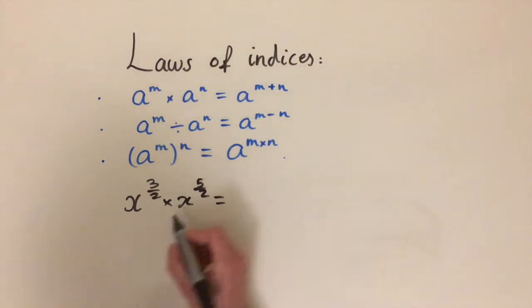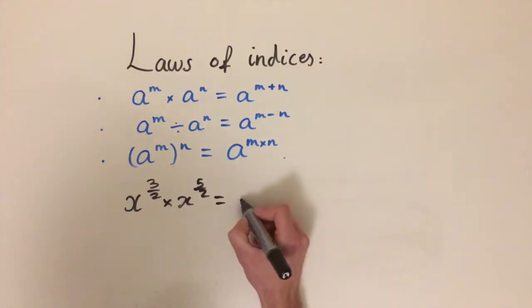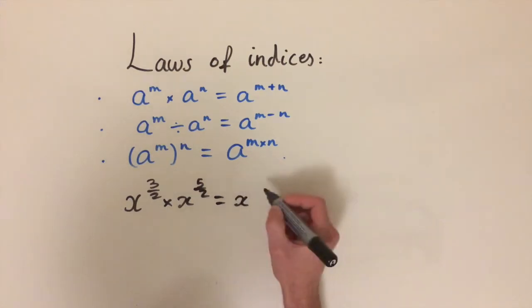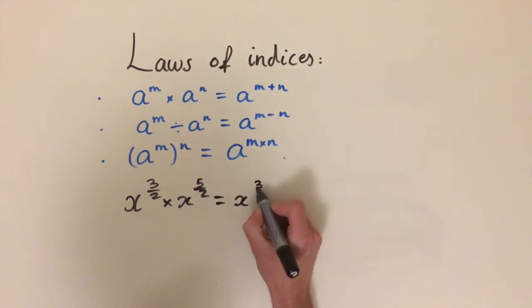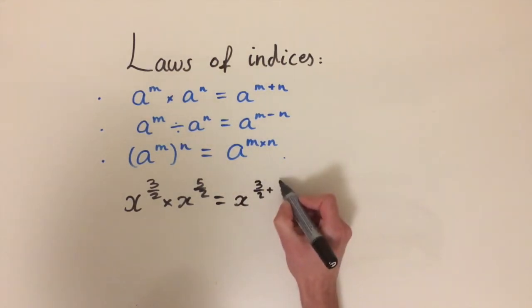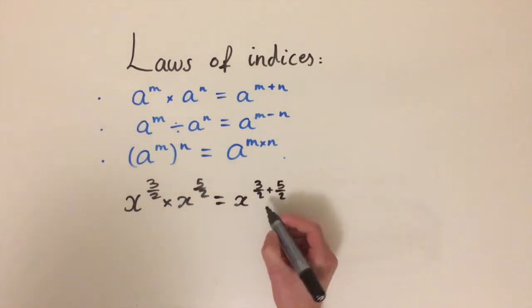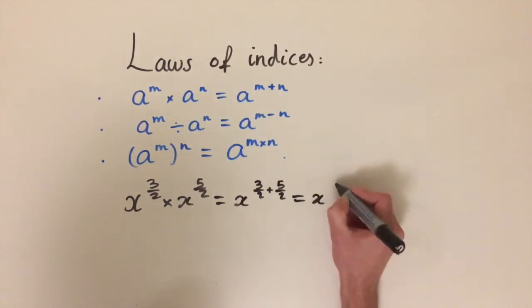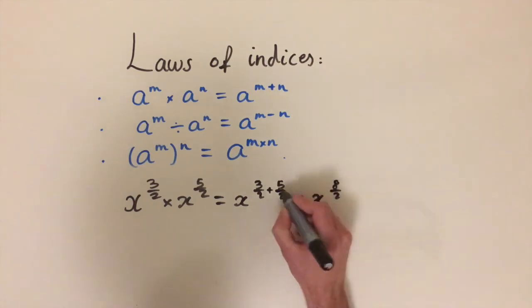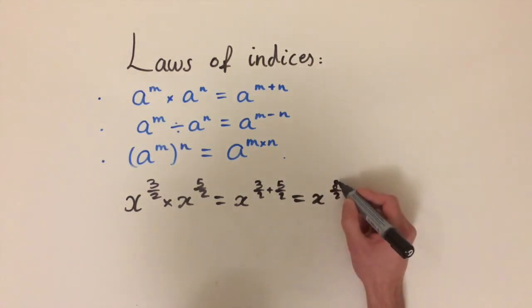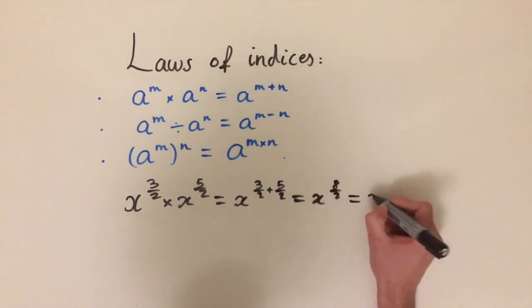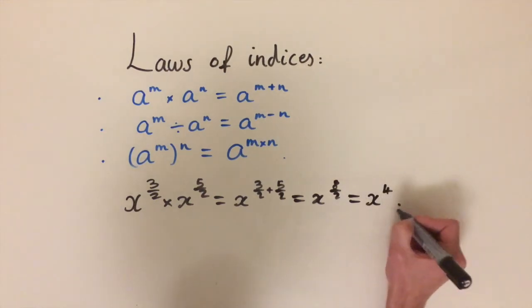And so in this case we have multiplication, so this corresponds to addition in the powers. So we have x to the power of 3 over 2 plus 5 over 2. And this simplifies to x to the power of 8 over 2, just by adding the numerators, and 8 over 2 is also known as 4, so we're left with x to the power of 4. So there you go.